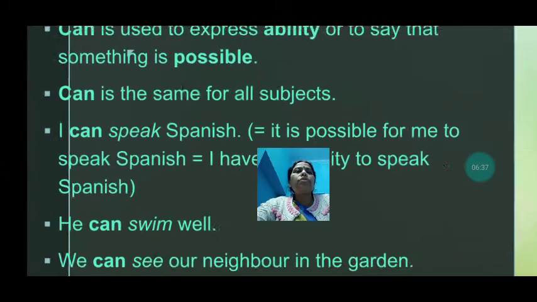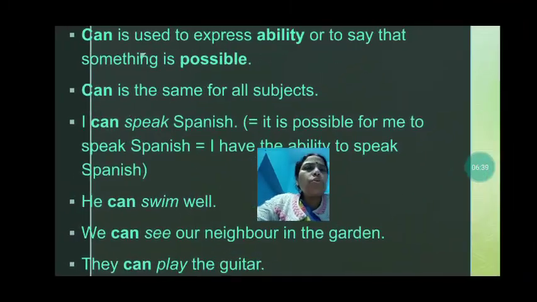Now, can. Use of can, cannot, should not. Can is used to express ability or to say that something is possible. So when do we use can? Can is used when there is ability to do something. If we can do something, we will use can. And can is the same for all subjects.